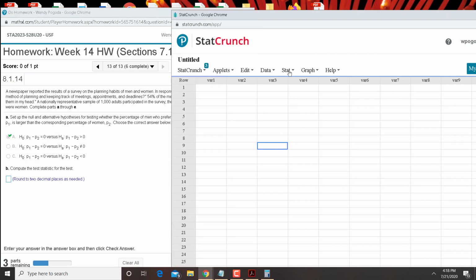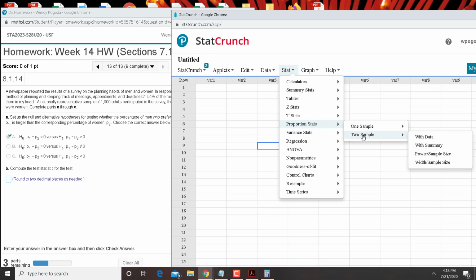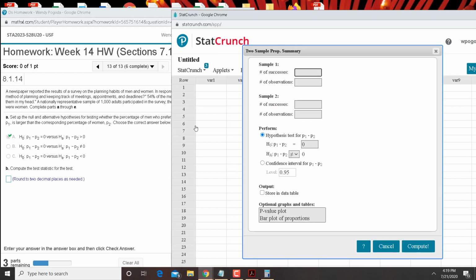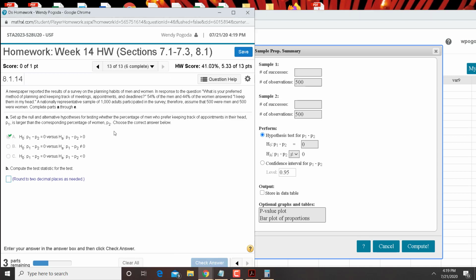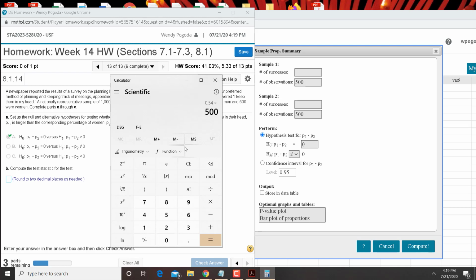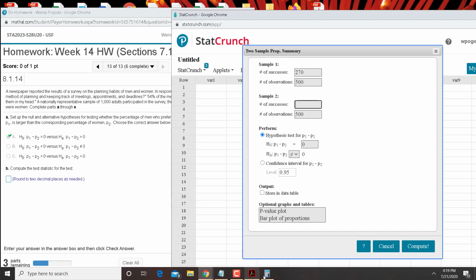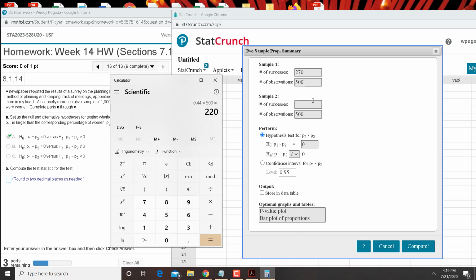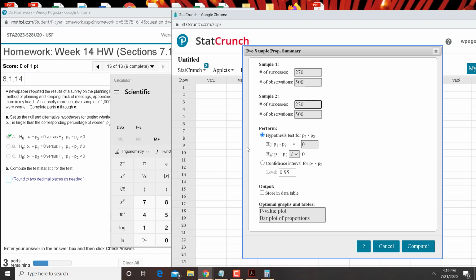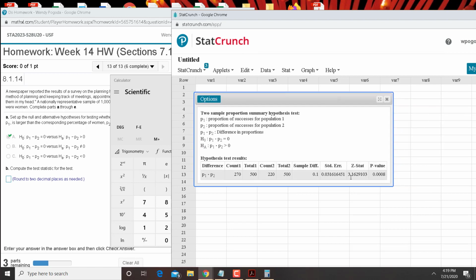Compute the test statistic. So let's go to stat, proportion stats, to sample. I just have summary information. I have to assume that there are 500 men and 500 women. Let's do the men first. So it says 54% of men. So 54% of 500, just multiply, is 270. And then it said 44% of women. So 44% times 500 is 220. Okay. We want to find the test statistic, so we need to do a hypothesis test. We want to test the greater than option there. And I get a test statistic of 3.163, if you round to 2 decimal places, is 3.16.